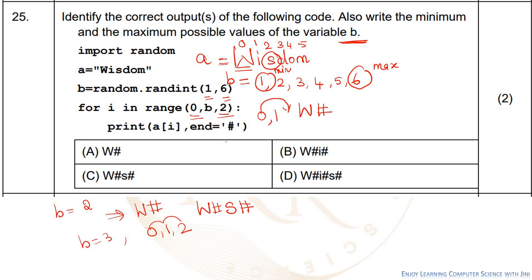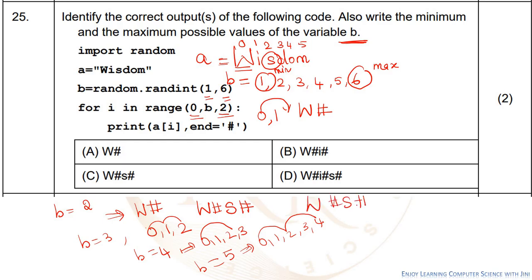The next value will be 3. Sorry, b is equal to 4. When b is equal to 4 we will get 0, 1, 2, 3, so 0 and 2 only will come. When b is equal to 5, we will get 0, 1, 2, 3, 4. So 0, 2, 4. What is the next one with 4? It is O. So W hashtag, yes hashtag, O hashtag.